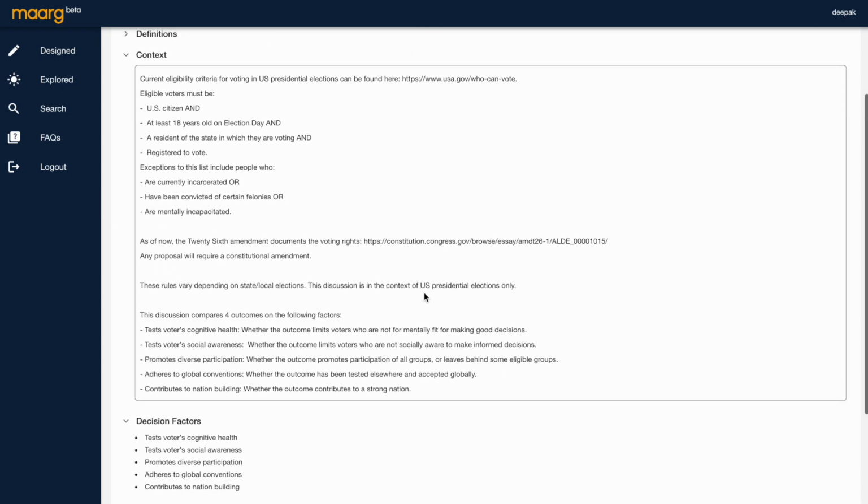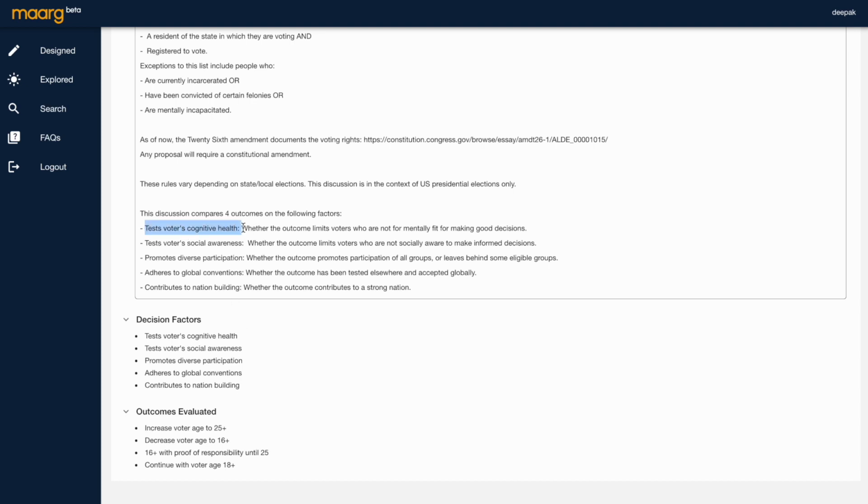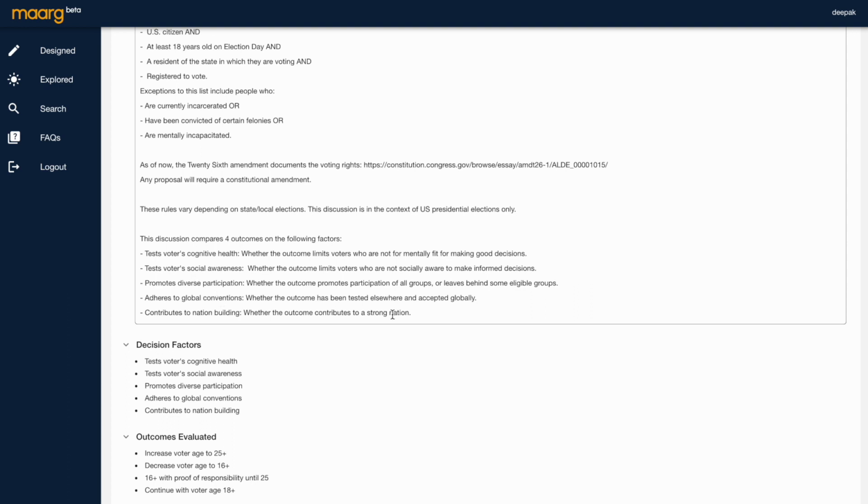So if we want to see the context over here, each of these decision factors is discussed in detail. For example, if we are talking about who should be able to vote, then whatever outcome we choose should be able to test voters' cognitive health. That can be one factor. The other factor can be whether that outcome tests for voters' social awareness, then whether that outcome promotes diverse participation across all age groups or all groups of society, then whether that outcome adheres to global conventions, and whether it contributes to nation building. Now again, all these factors, you may agree or disagree with. Some factors may be very important to you, and some factors may not be at all important. So that is left up to the reader.